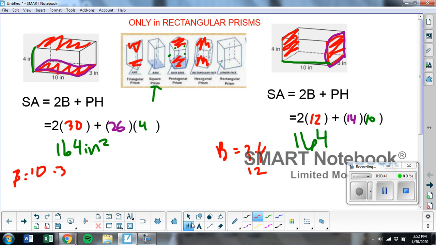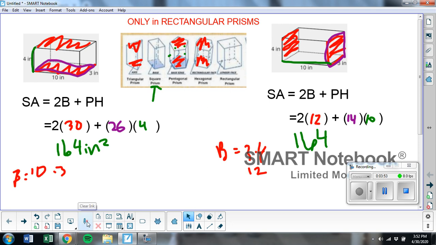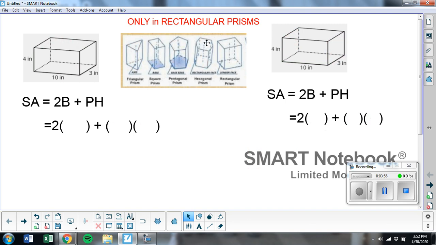But in a rectangular prism, or maybe a square prism, every face is a rectangle, therefore any face can be the base. In other prisms, the face that is not a rectangle, the triangle, pentagon, hexagon, octagon, is going to be your base. So that's what you would have to use for capital B. You'd have to find the area of that pentagon, and then the perimeter of that pentagon, and then the height from one pentagon to the next.